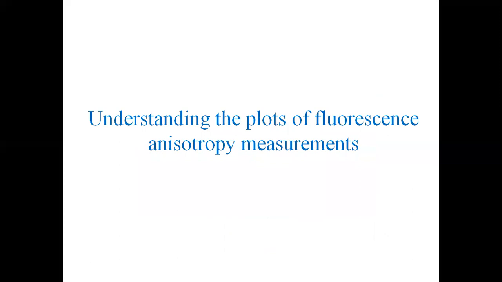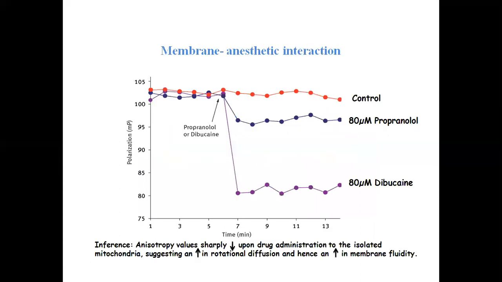Let us understand the different plots. This is a membrane drug interaction plot. In the control, you can see there is high anisotropy, but when the drug is administered, the anisotropy decreases sharply. This suggests that there is an increase in the rotational diffusion and an increase in the membrane fluidity.